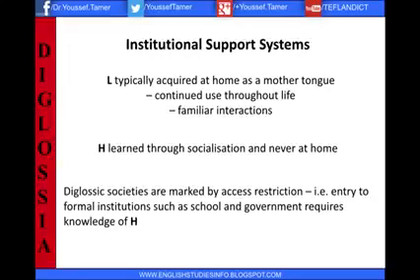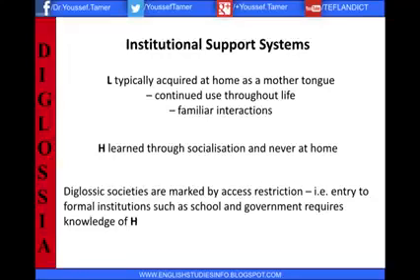Also, in terms of doing your government administration stuff, you need knowledge and mastery of standard Arabic. Moroccan Arabic can't serve you anything, okay? Especially written matters, right? It can help you in communication, but doesn't help you in terms of your written documents and so on and so forth. And this is what we mean by diglossic societies are marked by access restriction.